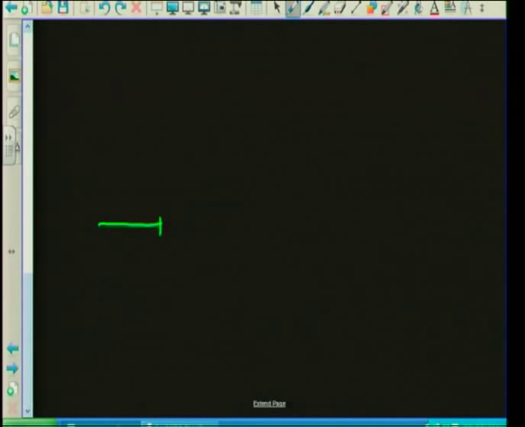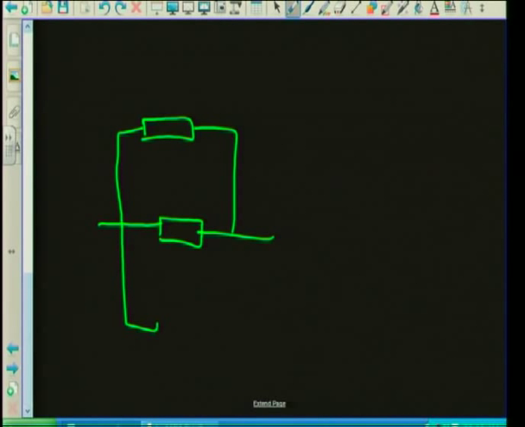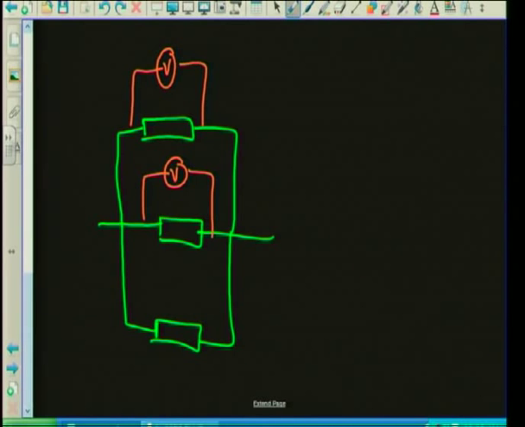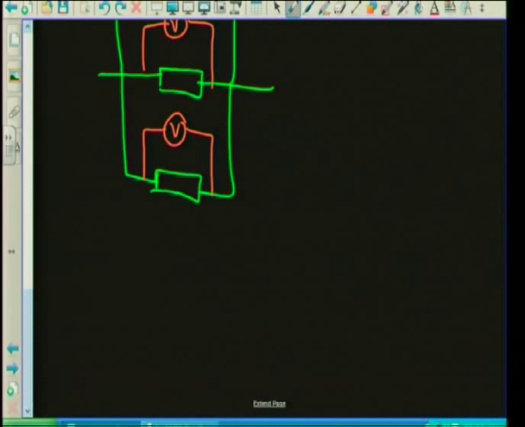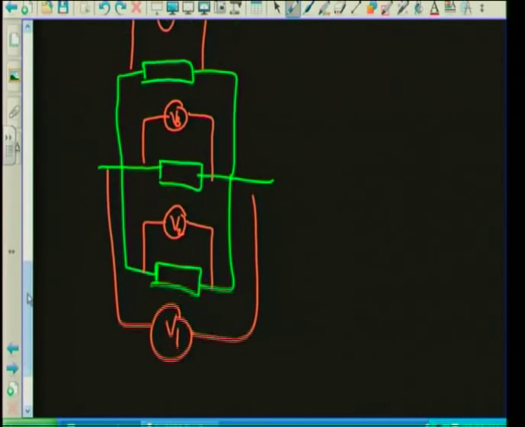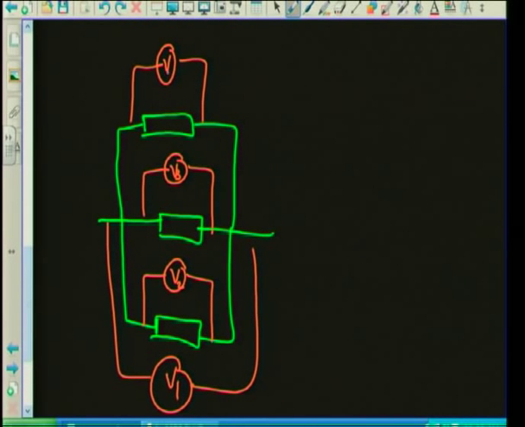Now this one you've got to get. Okay. I'm going to give myself a little more room. You'll see now why. Okay, and I put a voltmeter here, a voltmeter here, and then, okay, let's call that one V1, V2, V3, and V4.